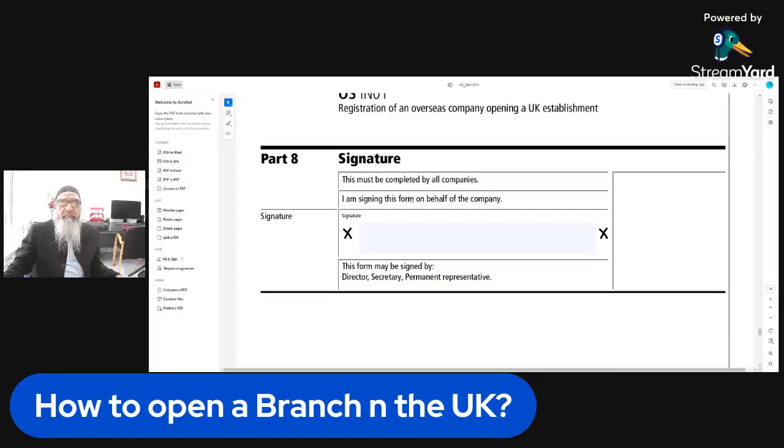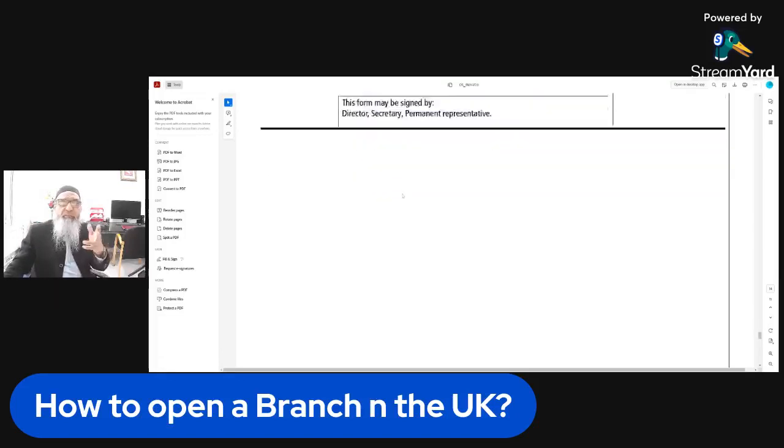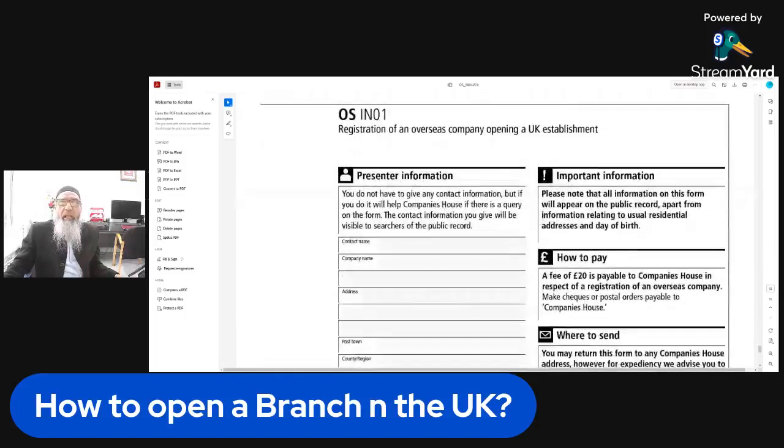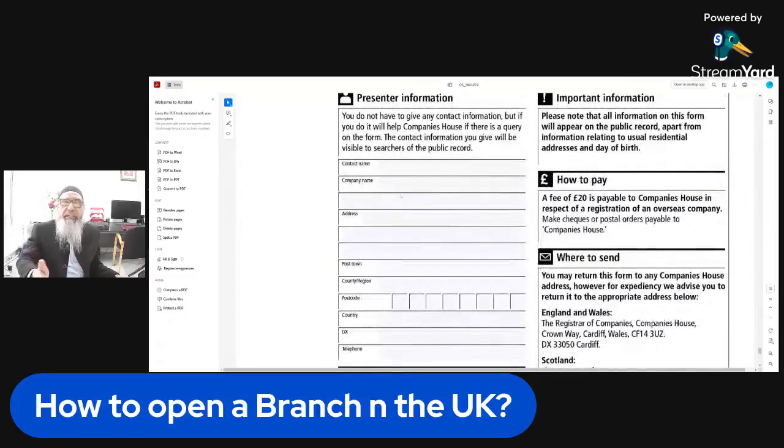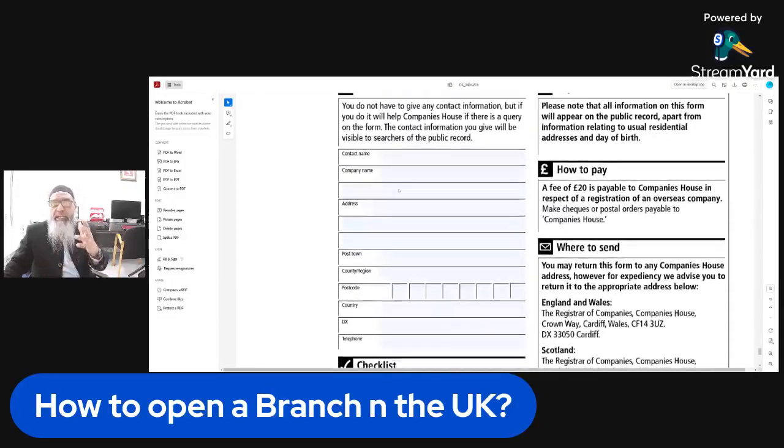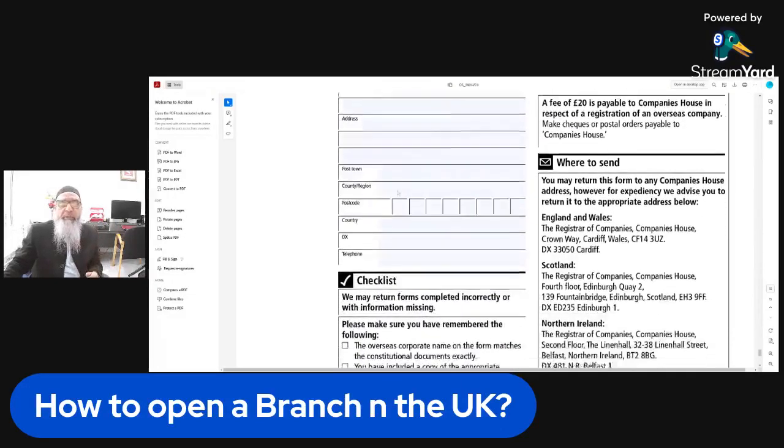Then somebody who is completing this application is supposed to sign. So who can complete this application? A director can submit this application, a secretary can submit this application, or a permanent representative can submit this application. They are supposed to sign this application here. And if somebody else is submitting this information, completing this application form, they can also give their details, so if Companies House has any issue with the document, they can contact them.